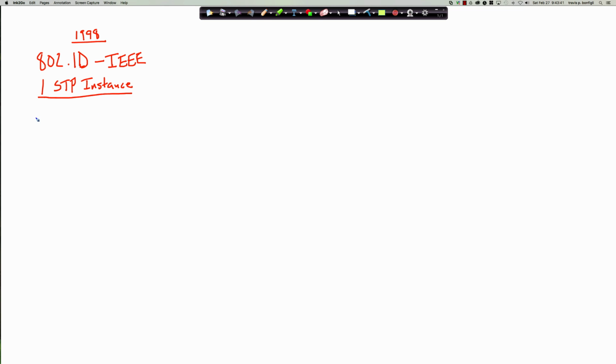And so Cisco said, well, we're going to go ahead and we've got this technology called per VLAN spanning tree or per VLAN spanning tree plus. Now, you'll remember from our lecture that PVST was specifically related to Cisco's proprietary trunking encapsulation, ISL. And PVST plus was when you were using 802.1q. And again, this was all based on the original 802.1d IEEE standard.